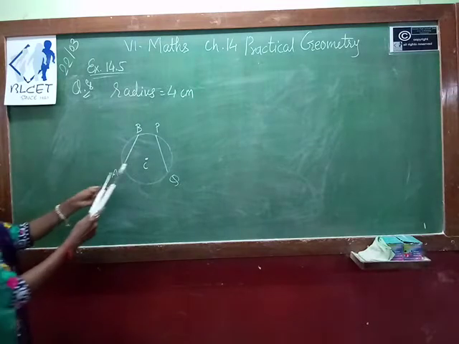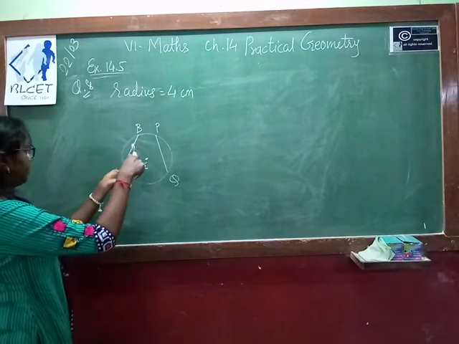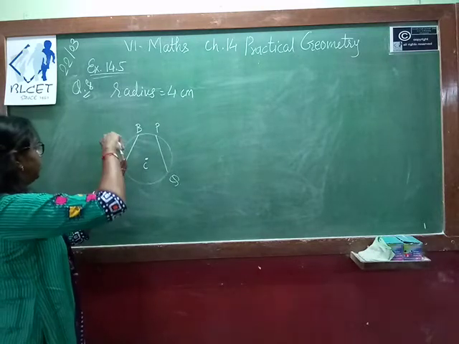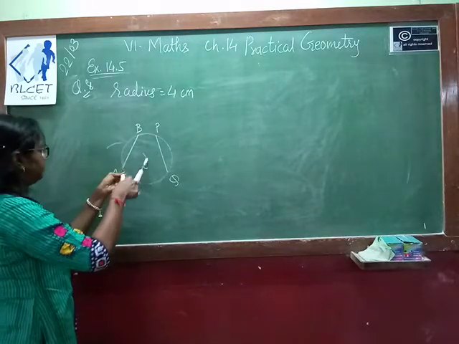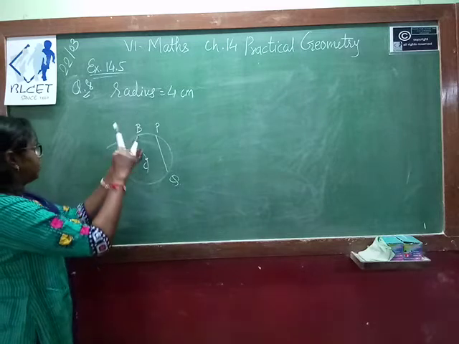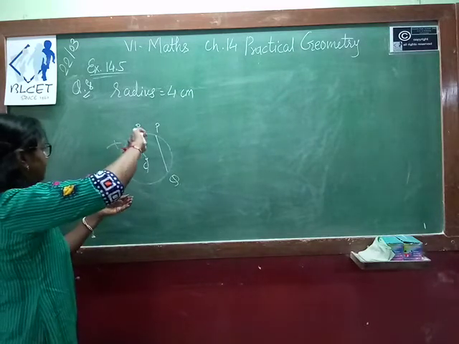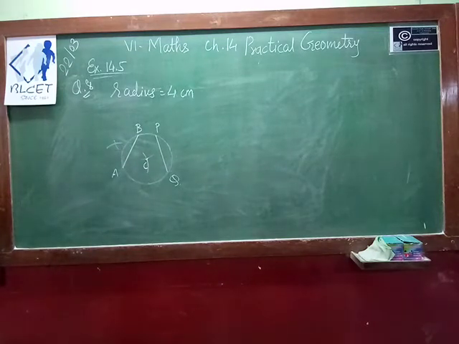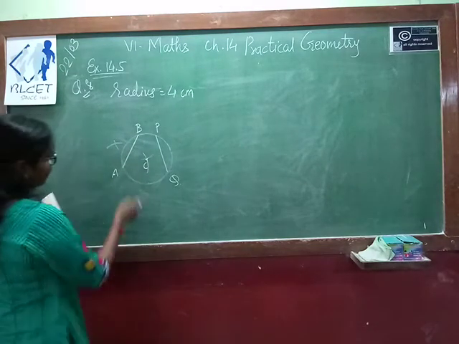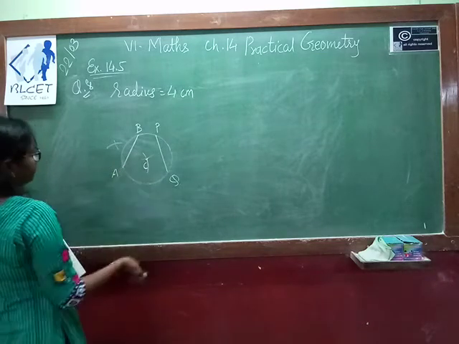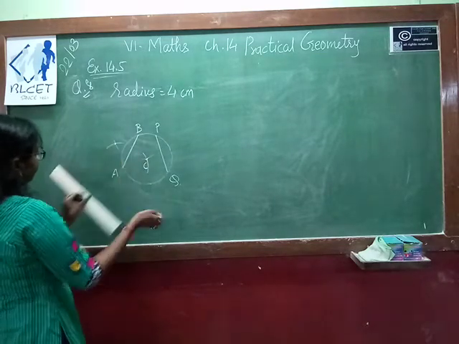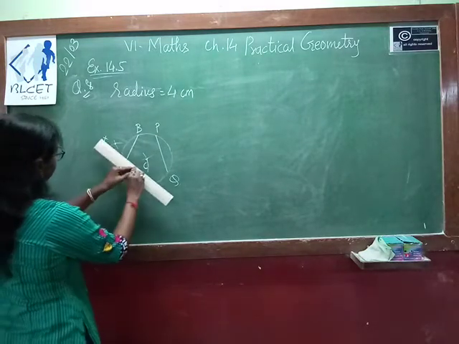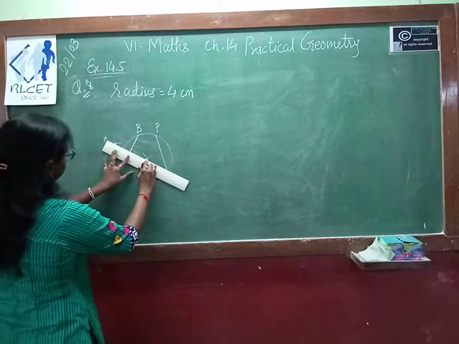So, taking more than half measurement, draw an arc above and below. Same way from B, above and below. Join these 2 points. One is exactly on the center. Fortunately, you are getting the center as your answer. Name it X. Now join these 2.